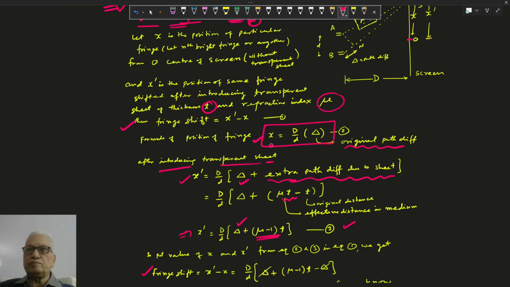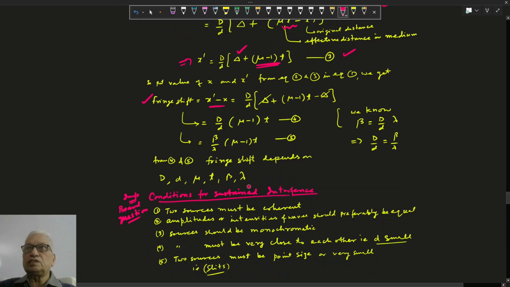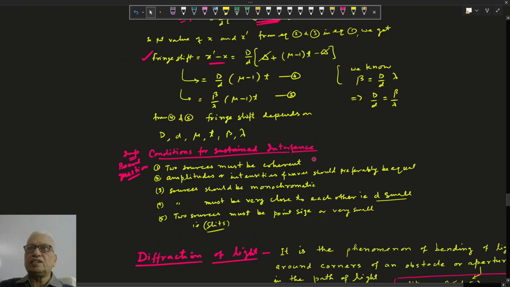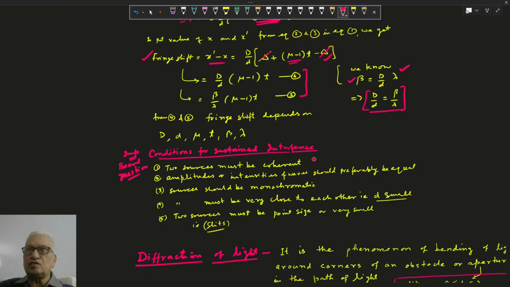So the fringe shift will be x dash minus x, putting the value of x dash from equation 3 and x from equation 2. After putting them here, D by d common, delta plus this extra path difference minus the original from equation 2. This cancels out. We get fringe shift equal to D by d times (mu minus 1) into t. Now we know the expression of fringe width: beta is equal to D by d times lambda. So D by d is equal to beta by lambda. We put it here, either by equation 4 or equation 5, we get the expression of fringe shift. So from equations 4 and 5, the fringe shift depends on these factors.